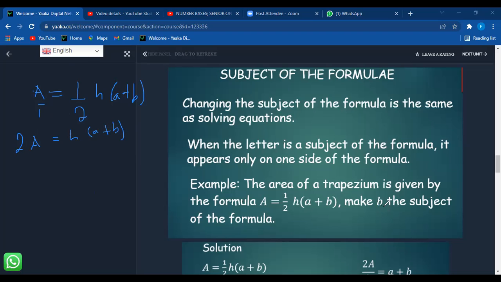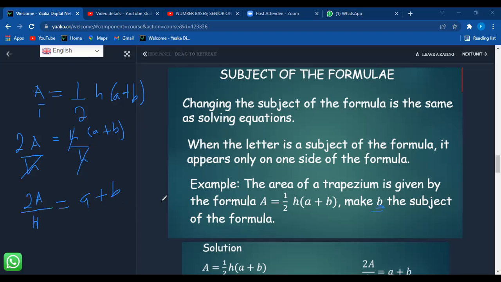So we are making B the subject of the formula. What are we going to do after this step? I am going to divide. So we divide by h, and here as well by h. So this cancels with this. Then we have 2A divided by h, and this is equal to a plus B.